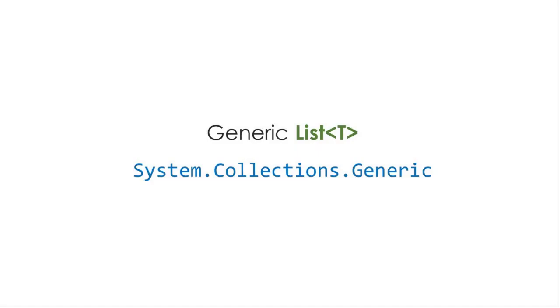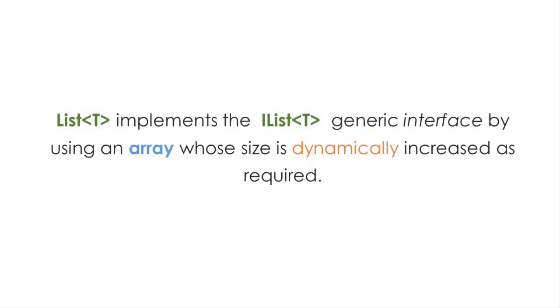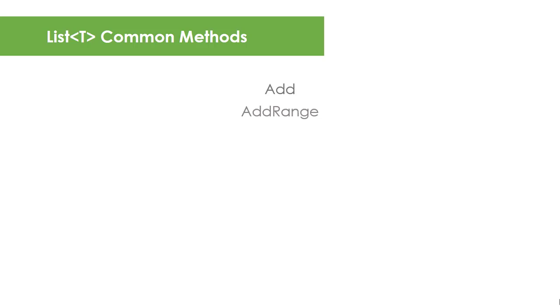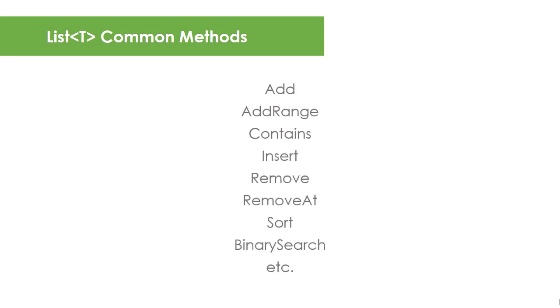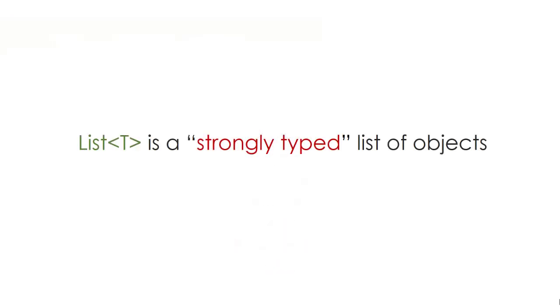The generic list is a class that is part of the System.Collections.Generic namespace. It implements the IList generic interface by using an array whose size is dynamically increased as required. Although it has similar functionalities with ArrayList, which include methods like Add, Remove, BinarySearch, Sort, and so on, to manipulate a list, the main difference is that it represents a strongly typed list of objects.